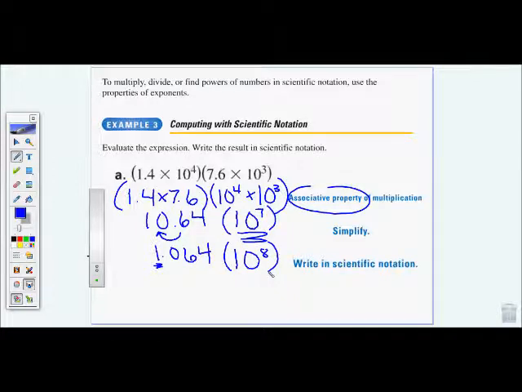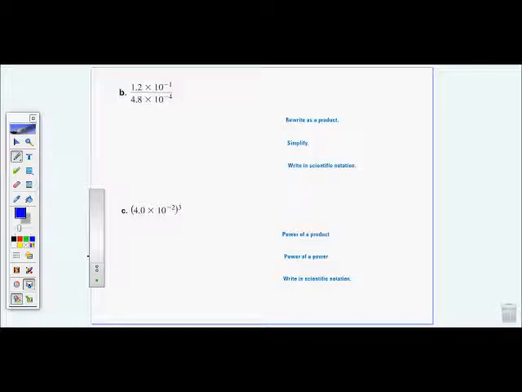Okay, we're going to do the same thing this time with division. So the first thing I'm going to do with division is I'm going to separate this into 2 different fractions. So it doesn't seem like a big deal here, but again, I'm grouping my like terms together.